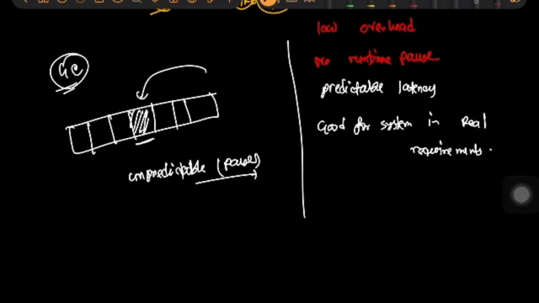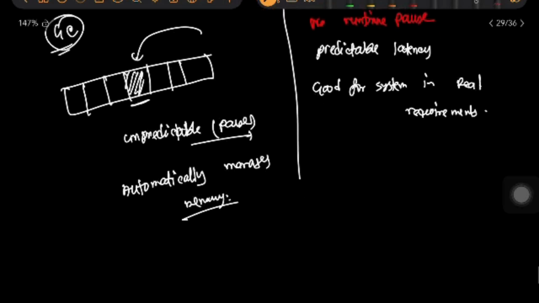The advantage is that it is easier to deploy. The main advantage is that it automatically manages memory. But it has limitations because of unpredictable pauses and high memory overhead.